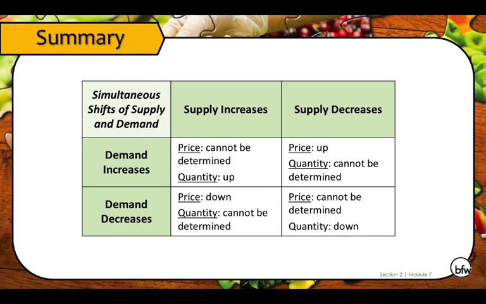Okay? If supply increases but the demand increases at the same time, price cannot be determined, but we know the quantity demanded and supplied will go up. If supply increases but demand decreases, we know that the price will go down, but the quantity can't be determined. If supply decreases and demand increases, we know the price will go up, but the quantity will be ambiguous. And if supply decreases and demand decreases, the quantity will go down, but the price will be ambiguous.